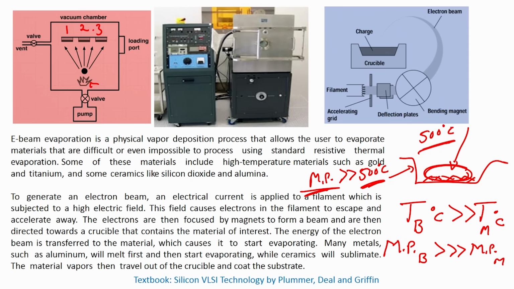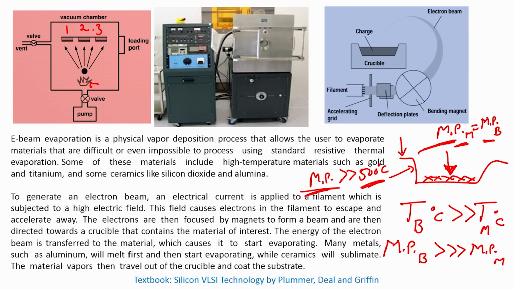But what if my material inside this boat has a melting point similar to the melting point of the boat? If my metal within this boat has a melting point which is close to the melting point of the boat. What is the melting point of the boat? The melting point of the metal that is used to form this boat.